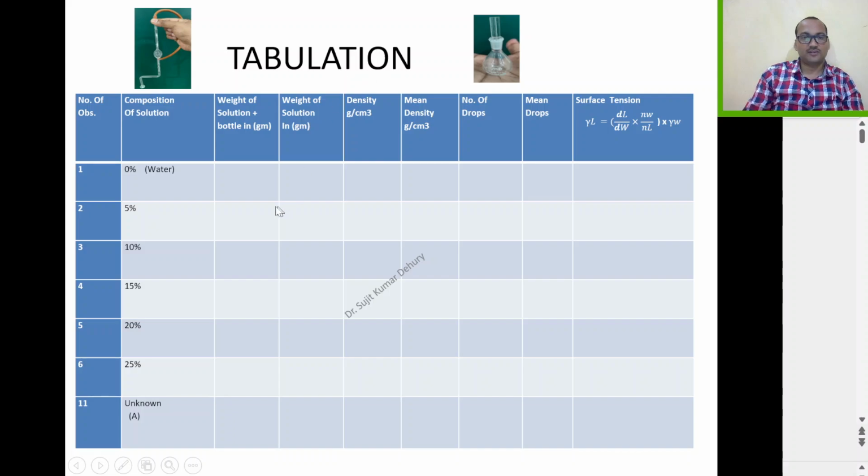And here is the tabulation. You have to note down all the readings in this tabular manner. 0% means only water, then 5% acetic acid, 10%, 15%, 20%, and 25% acetic acid. And this is the unknown solution whose concentration, or percentage, is not known. In each case you have to find out the density as well as the number of drops from the stalagmometer, and then using those data you can find out the surface tension by using this equation.